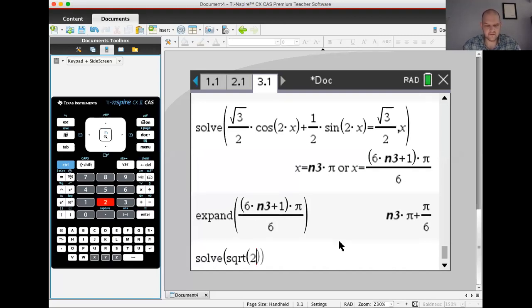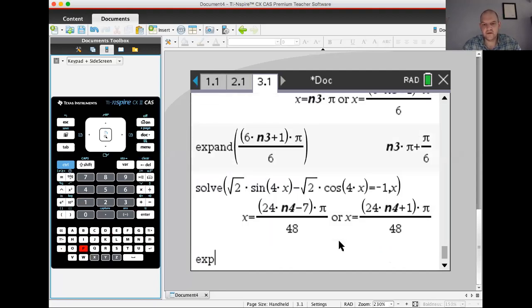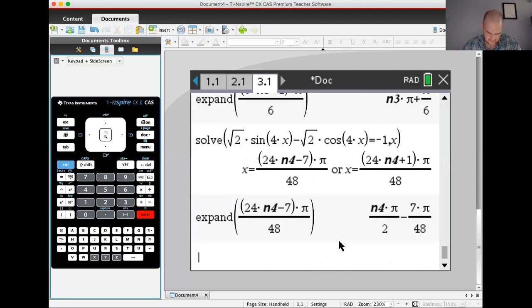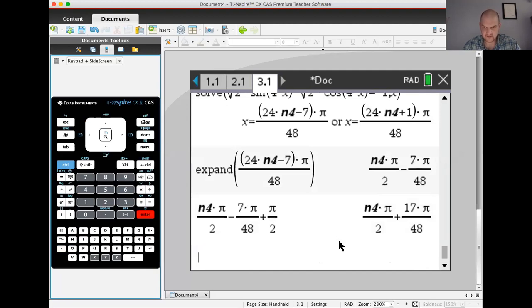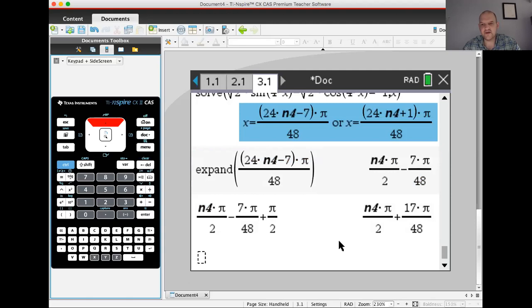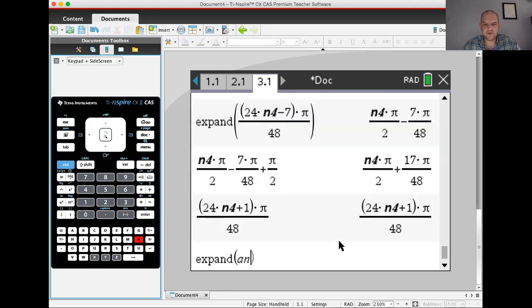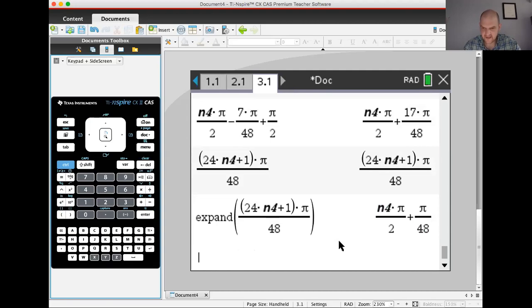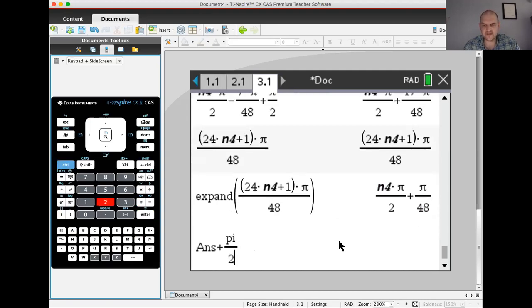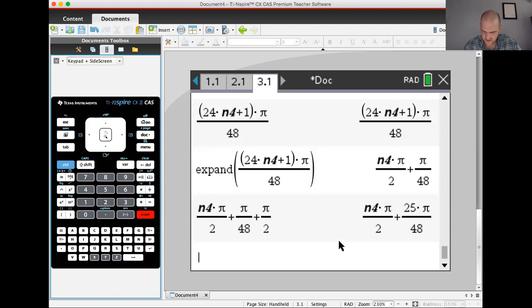Solve square root of 2 sine of 4x minus square root of 2 cosine of 4x equals -1 for x. Expand. So you can see pi over 48. That's not what I got, but let's find out. What am I supposed to add? I'm supposed to add pi over 2. 17 pi over 48. Yes. Okay. And then this other one. Why? Oh, you know what? That's weird. Let me expand my answer. Pi over 48. Now, if I add pi over 2, which is the period in this case, I get 25 pi over 48, which is what we got when we solved it.